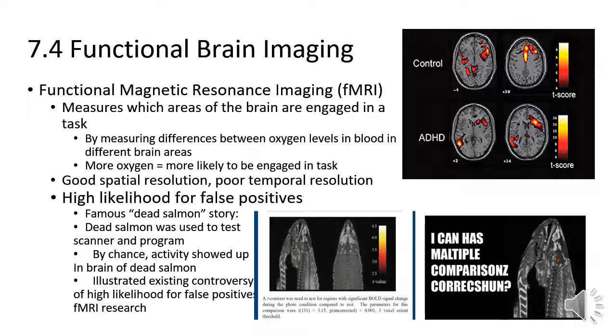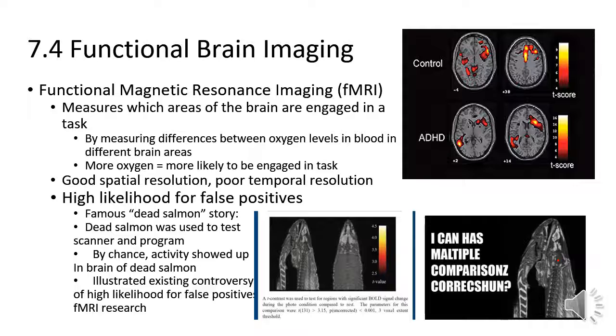More oxygen in an area means that area is more likely to be engaged in a task, and it's a little bit complicated why that is, so I won't go into it, but it's the source of some controversy as to whether we're actually measuring function of that area, and how good the actual spatial resolution of functional MRI is. However, in general, fMRI has good spatial resolution and poor temporal resolution.